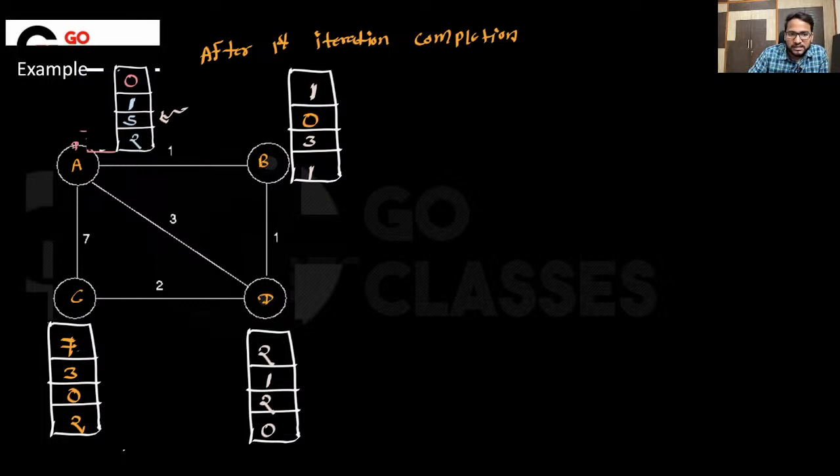From C, this is 7, this is 3, which means C to B is 3, I think this is fine. And then C to D is 2. So I think this is also fine. This is 2, yeah, that is fine. This is 1, which is to B, that is fine. To C, this is fine. To D, this is fine, right? Only the entry which is not fine is this one.